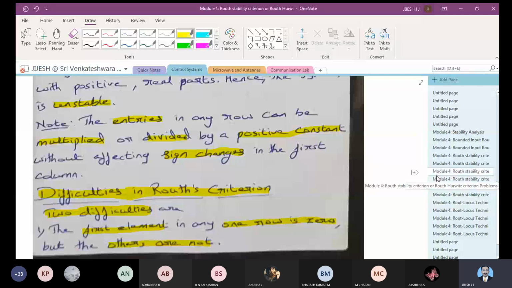So all of you just note down the difficulties, mark them as very important. If a question comes from Routh's criteria, it comes mainly on the difficulties, because students put it halfway, zeros come, they don't know this concept, and they have to leave the problem. So you should understand what the difficulties of Routh's criteria are. Two difficulties are there. First, the first element in any one row is 0, but the others are not.